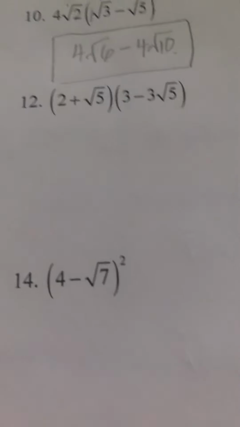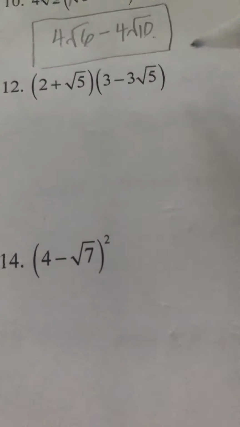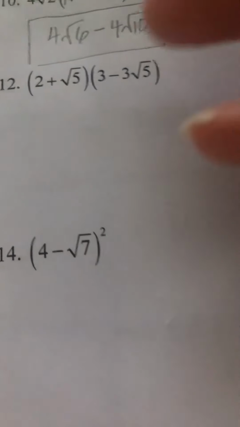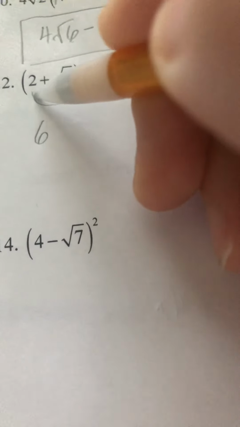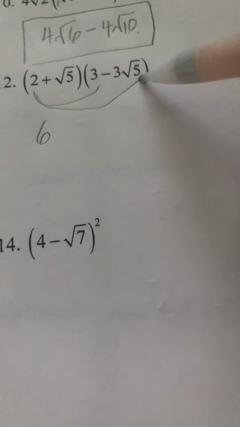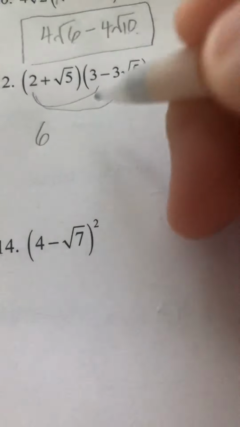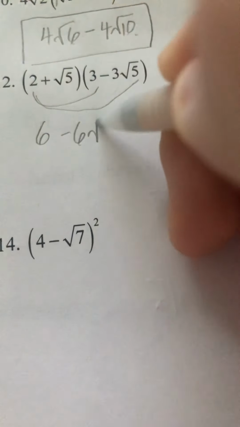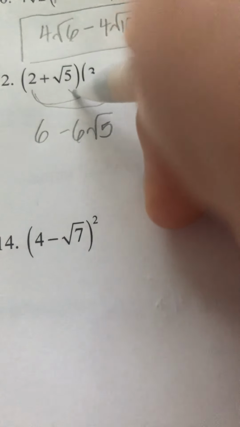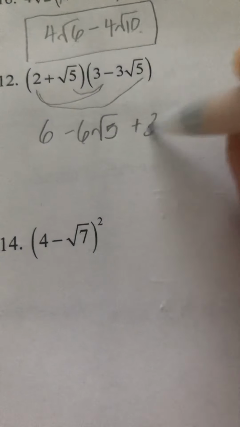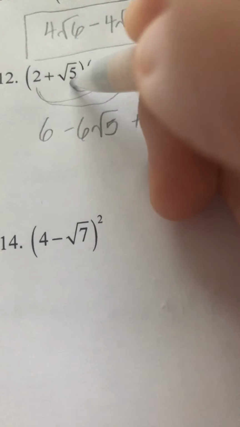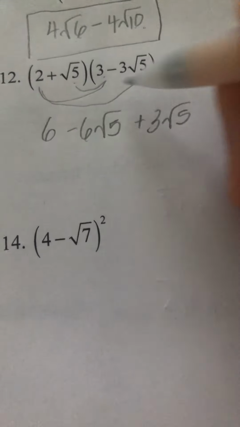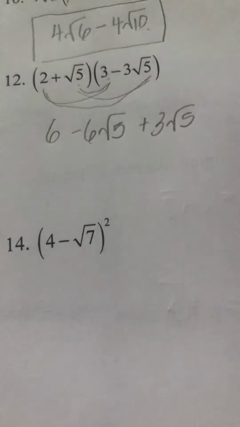Another FOIL. Binomial times a binomial. So that's how I know I'm foiling. Here we go. First, 6. That's a nice one. Outers, minus 6 root 5. Inners, plus 3 root 5. Remember, it looks like that because that's not under the radical, and that is. And then the last are minus 3 root 25.